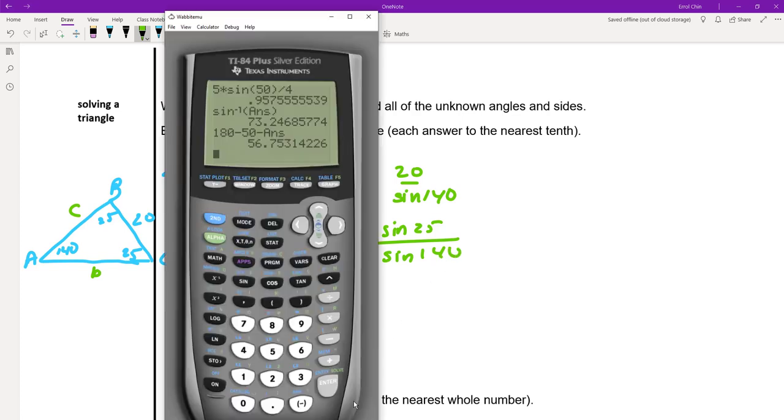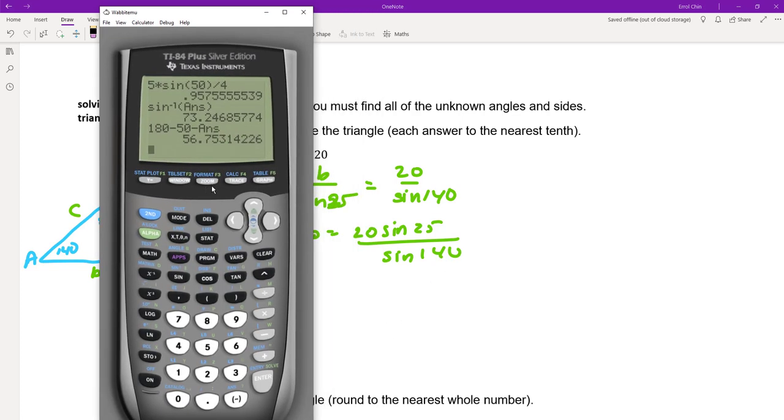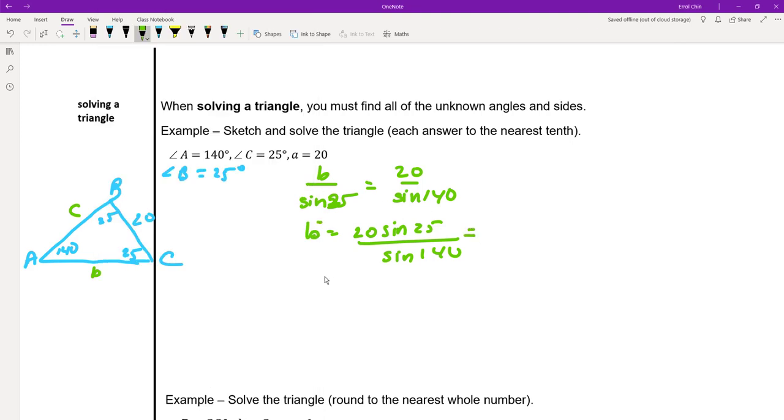I'll take my calculator out. Okay, so this is going to be 20 sine 25. I don't actually have to hit multiply. The calculator automatically knows it's multiplication. Divided by sine 140. Okay, don't forget to close the brackets for the angles. So it's a length, right? Little b is a length, 13.1, or 13.2, depending on how you want to round. Okay, is there any units? Nope, no units. Okay, so it's 13.2.